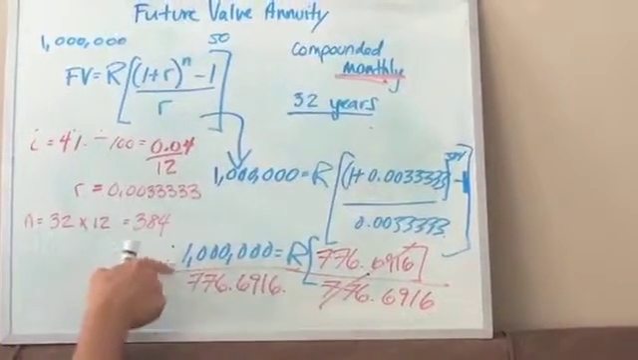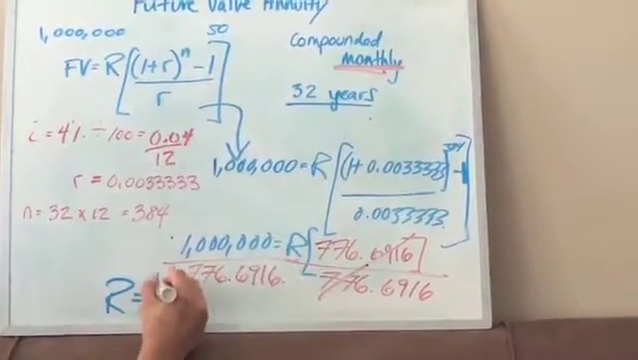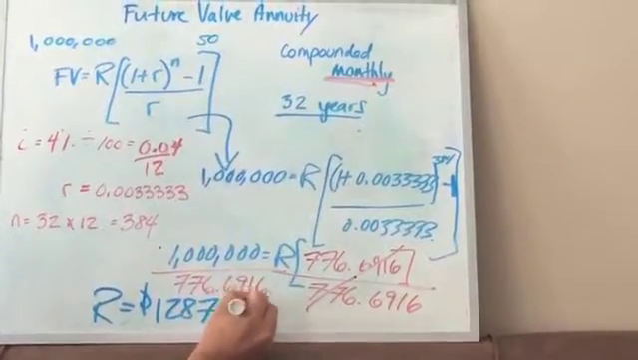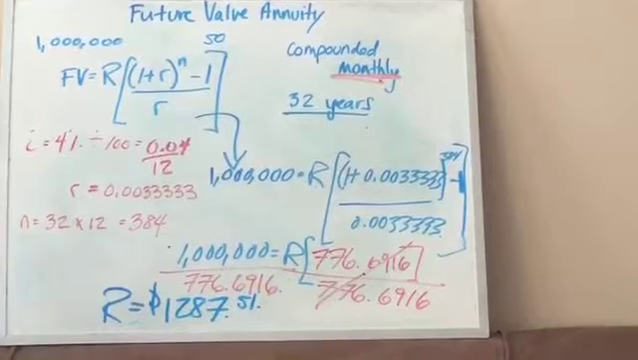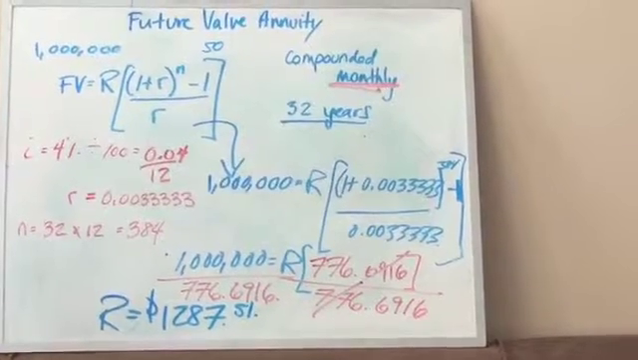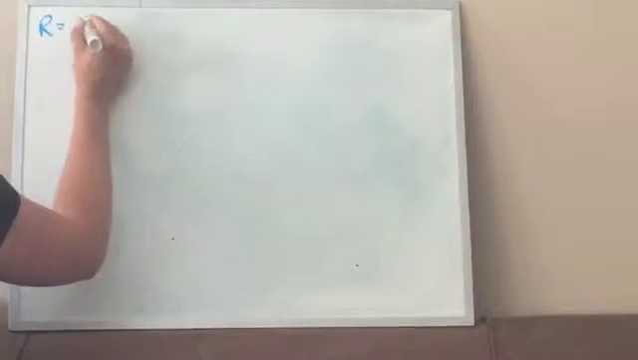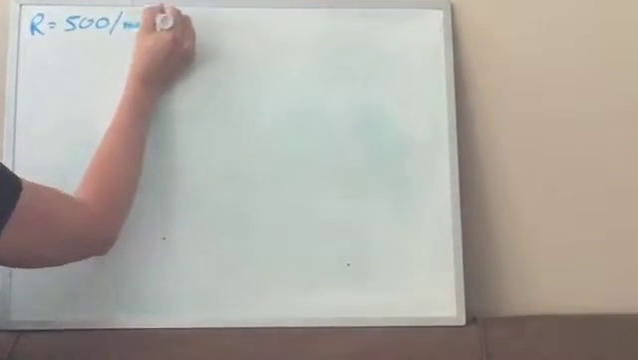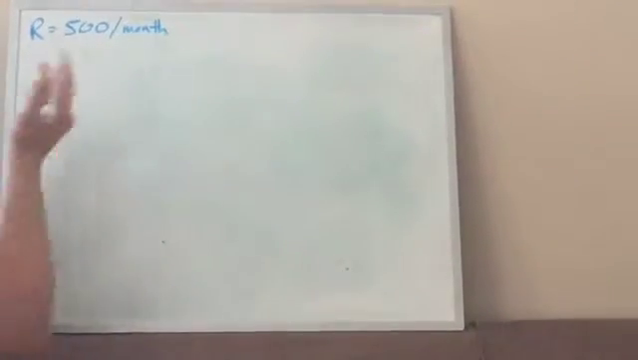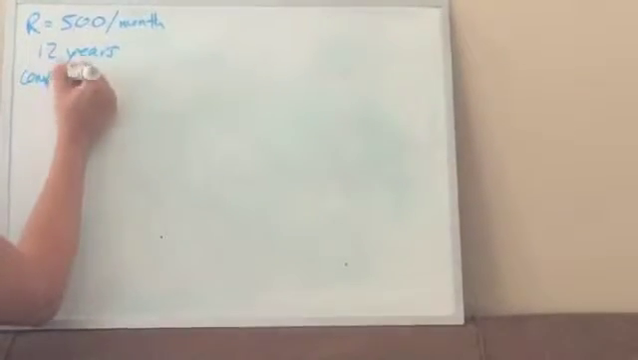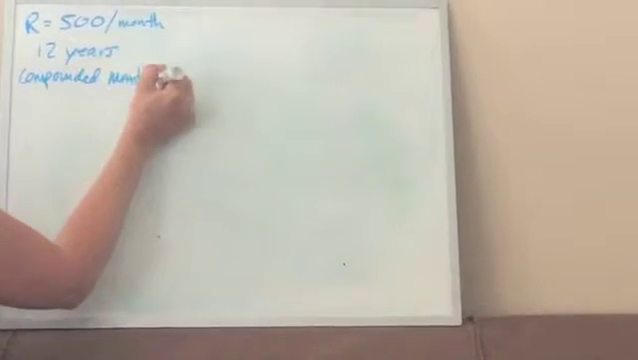Therefore, if we make monthly payments of $1,287.51 for 32 years, we can be millionaires by the time we are 50. But maybe I don't have that much money to put into an account every month. Let's say all I can afford is $500 a month, and I want my money when I'm 30, so 12 years from now. Still compounded monthly at 4%.